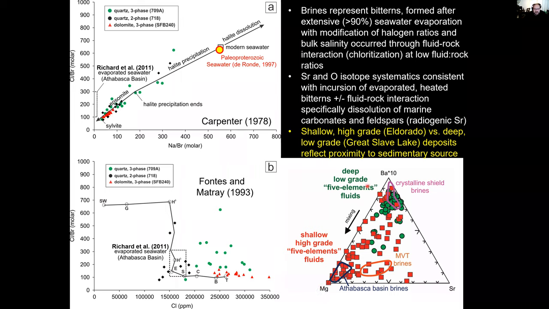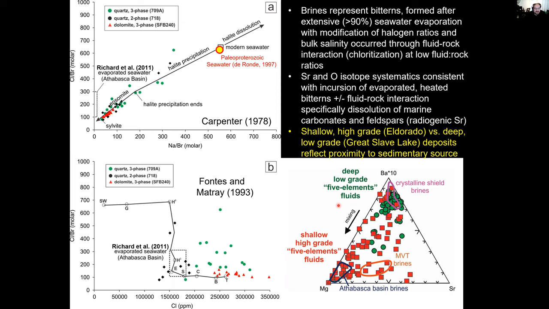And so just based on metal grade and deposit size, as well as relative depth, because we have depth constraints for both of these systems, right at the moment, we're working on looking at these discrimination diagrams more carefully to determine if you can use the fluid chemistry as a diagnostic tool to predict where you are in one of these five element systems, with the more prevalent sedimentary fluid end member dominating the shallower systems like at Eldorado, and the crystalline basement dominated wall rock exchange brines in the Great Slave Lake region, as an example, dominating this side of the diagram.